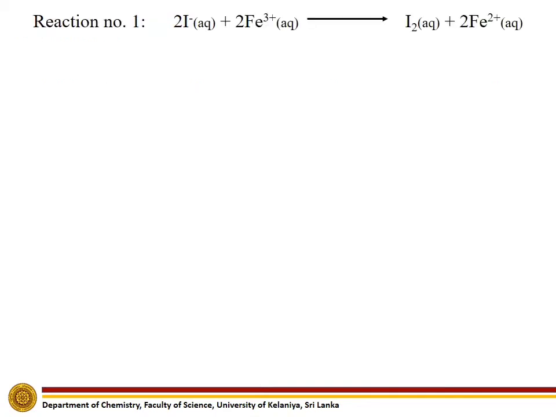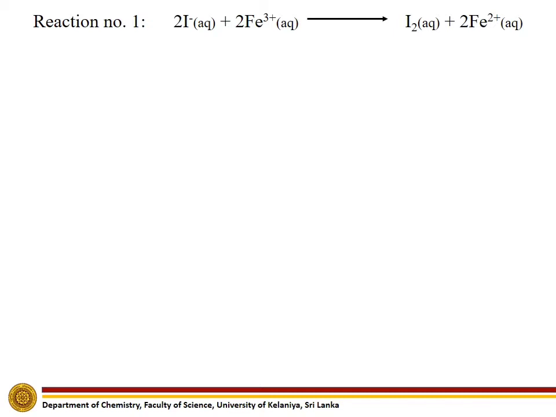The reaction between iodide and ferric ions is shown by reaction number 1. To study the kinetics of a reaction, we must determine how the concentration of the reactants change with time. But in this reaction, determining the change in concentration of the reactants, that is iodide and ferric ions, is not an easy task. Therefore, we have used another approach in this experiment.